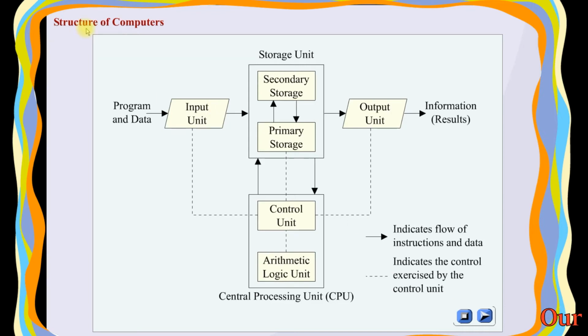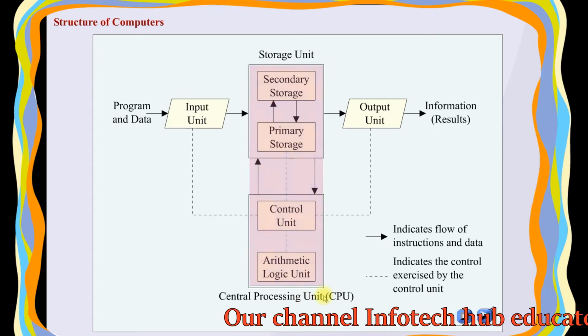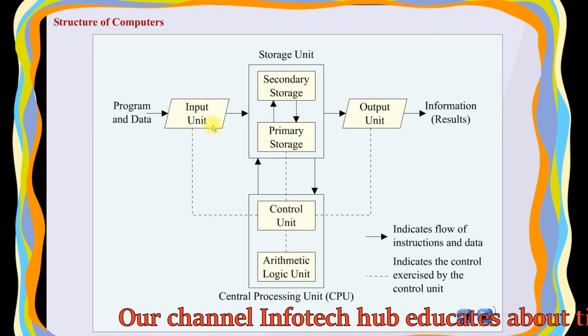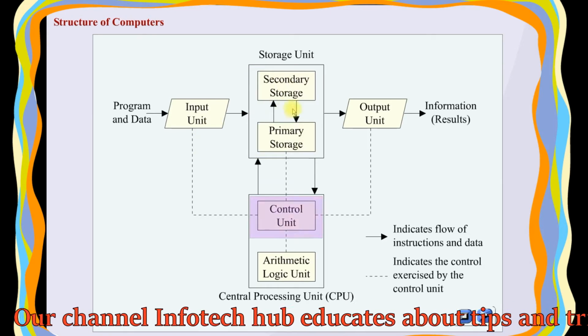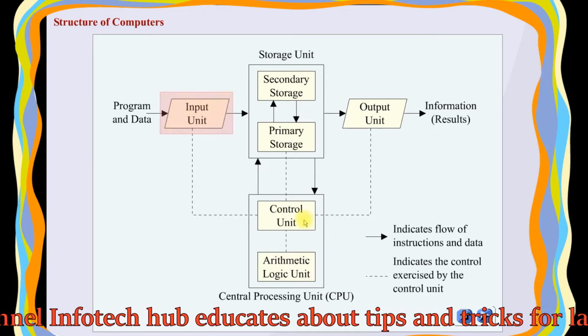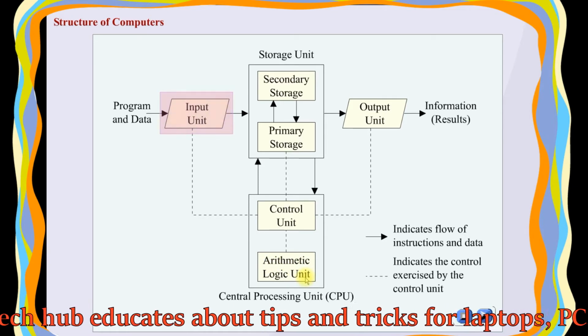So let's start the fourth topic of computer fundamental and basic: structure of computer. A computer consists of input unit, control unit, central processing unit and output unit. The input unit is used to insert data of any type of information, the storage unit to store the data, the control unit to control the data, instructions and information, and the arithmetic logic unit to perform arithmetic operations.